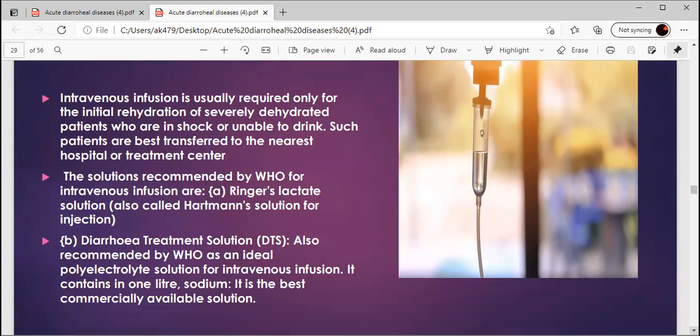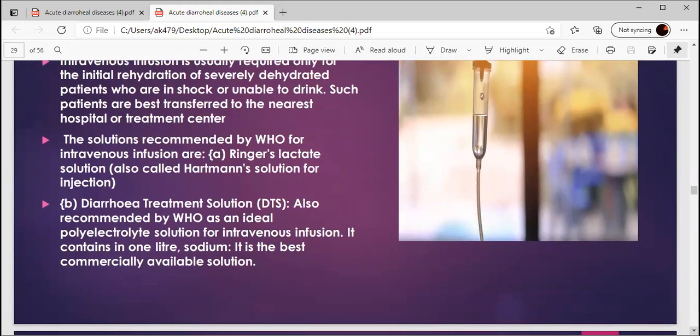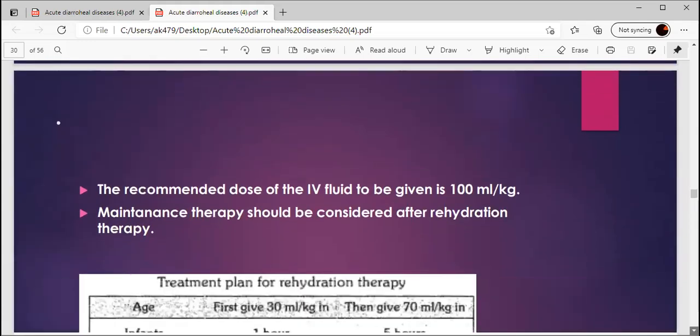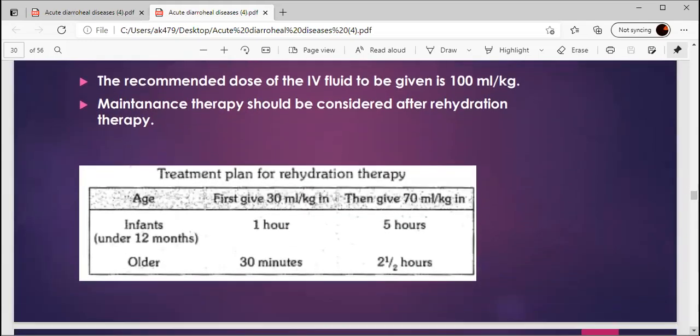The solutions recommended by the WHO for intravenous infusions are Ringer lactate solution, also called Hartmann solution for injection, and diarrheal treatment solution, DTS, also recommended by WHO as an ideal polyelectrolyte solution for an intravenous infusion. It contains 1 liter sodium. It's the best commercially available solution. The recommended dose of the IV fluid to be given is 100 ml per kg. Maintenance therapy should be considered after rehydration therapy.